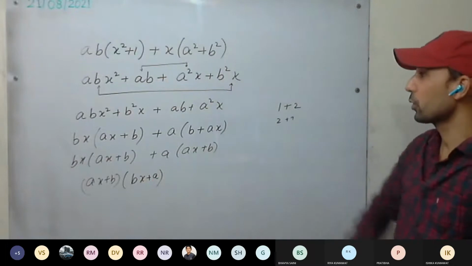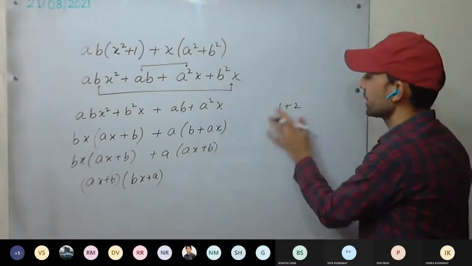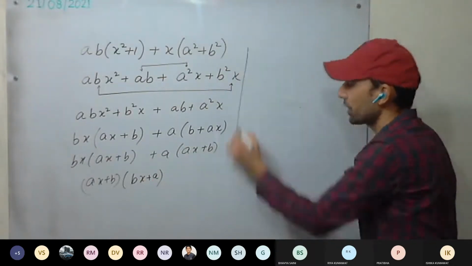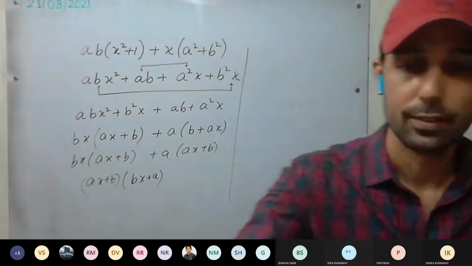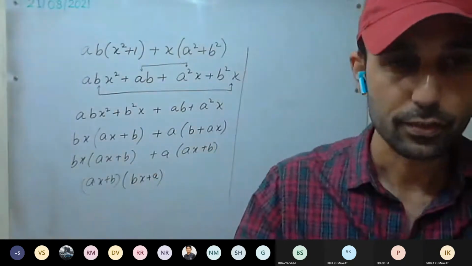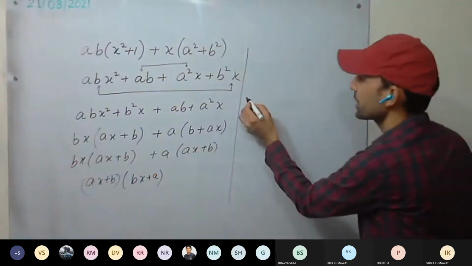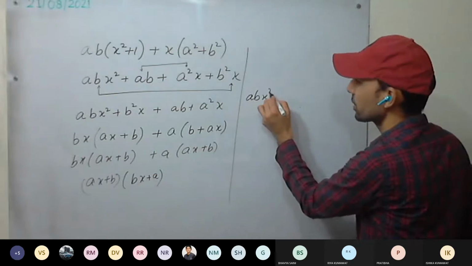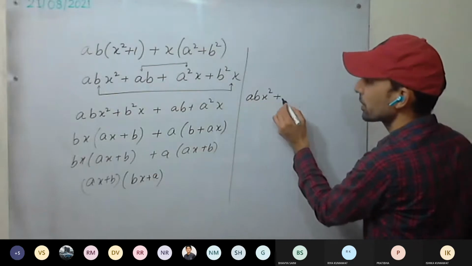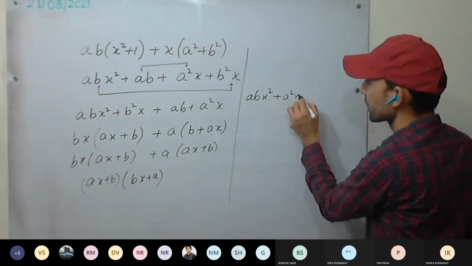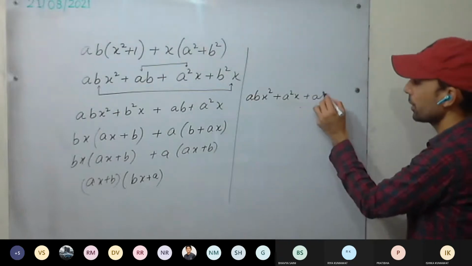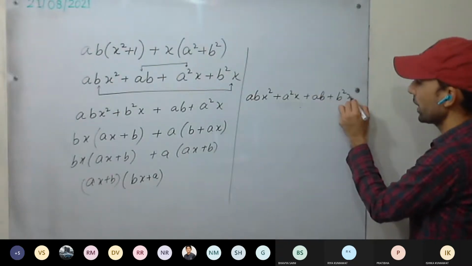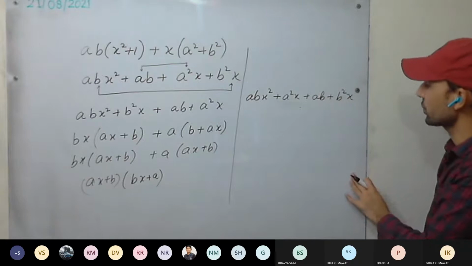Now try the different grouping. First and third, second and fourth. With that, are we getting the answer? Check it once. So this time we are doing ABx square plus a square x, first and third, plus AB plus b square x. Are we going to get the answer or not?